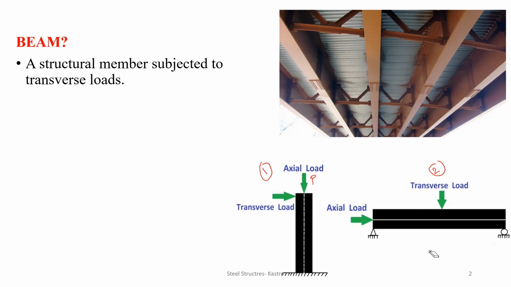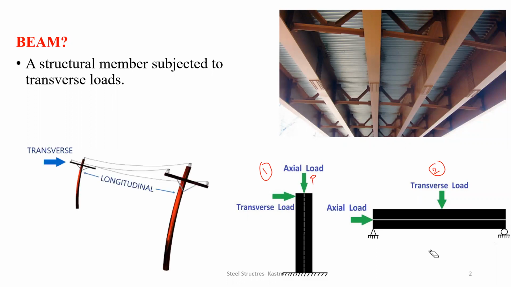So broadly, a beam is a structural member which is subjected to transverse loads. Transverse loads are the loads which are falling onto the member in a direction perpendicular to the centroidal axis. That is what the transverse load is.